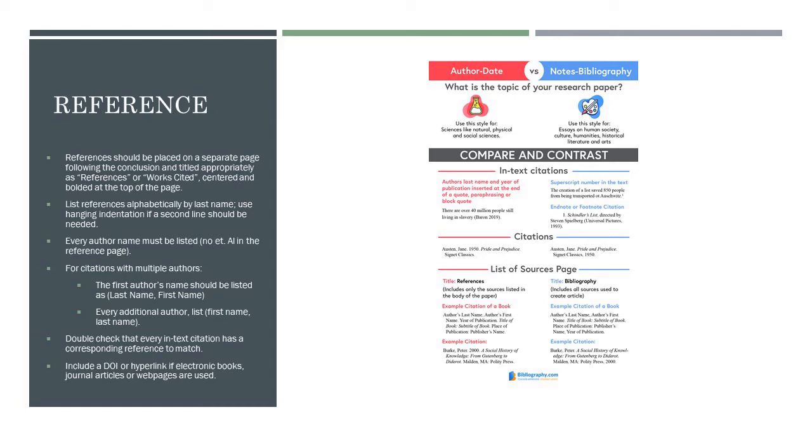Every author name must be listed in the reference section, so do not use et al. in the reference page. For citations with multiple authors, there is an important system that should be followed. So the first author's name should be listed as last name and then first name, and every additional author to follow lists them as first name and then last name. As always, double check that every in-text citation has a corresponding reference to match. And then in the case that you are using electronic books, journal articles, or web pages, incorporate a DOI or a hyperlink that readers can access as well.